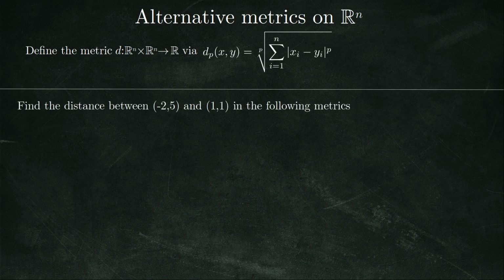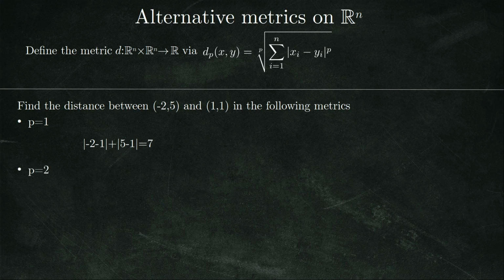So, with these metrics, find the distance between -2, 5 and 1, 1. So for p equals 1, I'll give you a few seconds to think about it, and then come back to the video. Okay, so if we're just taking the first power, then we're not taking the root, so we just add together the absolute values, and we get 7.